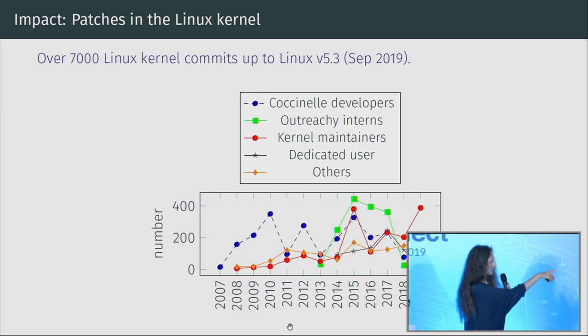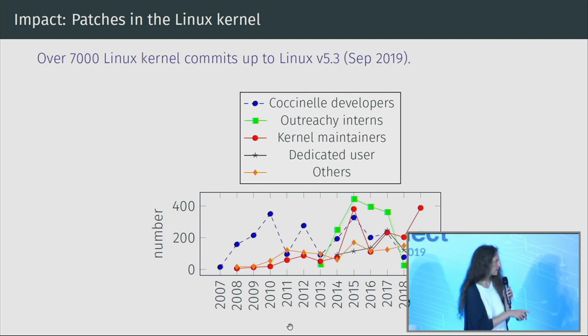Basically, you can look at the red and the orange lines, which are kernel maintainers and other kernel developers. Note that these lines only include people who have actually said that they use Coccinelle. So we've always tried to make a good example by saying that we use Coccinelle when we do something with Coccinelle, but people are free to do whatever they want. So these numbers may be too low.